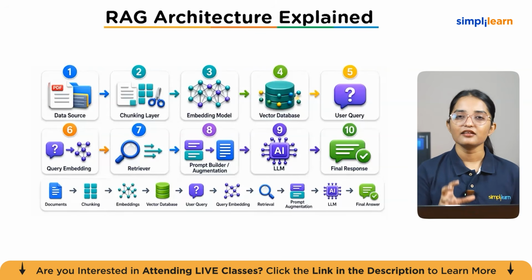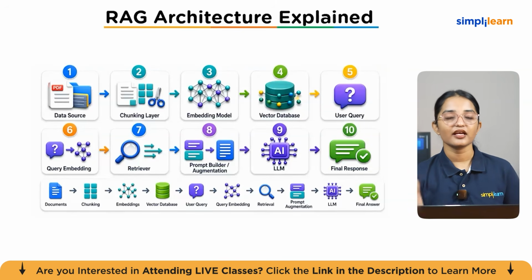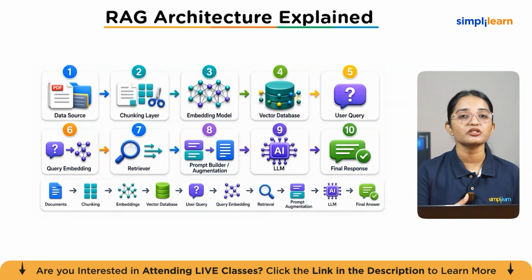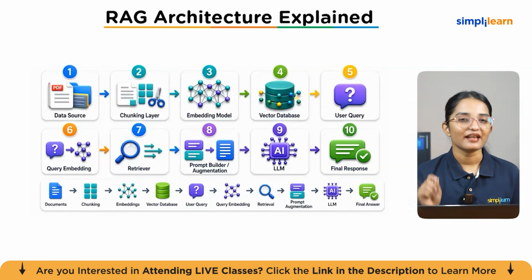So if I say the architecture in one flow, it would look like documents, chunking, embeddings, vector database, then user query, query embedding, retrieval, prompt augmentation, large language model, final answer. That is the complete RAG pipeline.